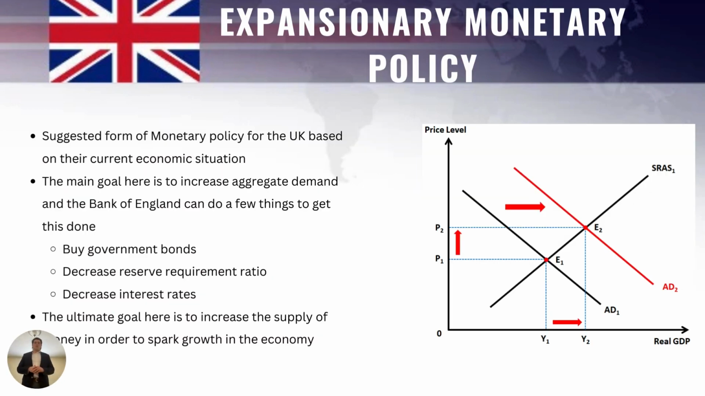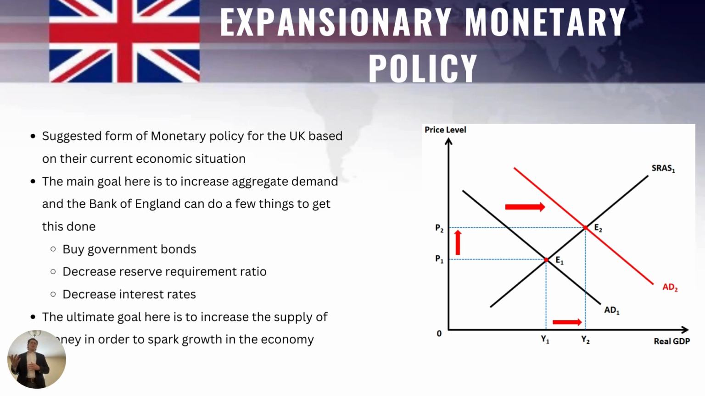Now, going into the different types of monetary policy. Basically, monetary policy is the different ways that the central bank, which is independent from the government, can spark life into or rein in the economy depending on what they need. So, the suggested form that I would say the UK needs is expansionary. This is because they recently went through a recession and they need to spark some growth in the economy.